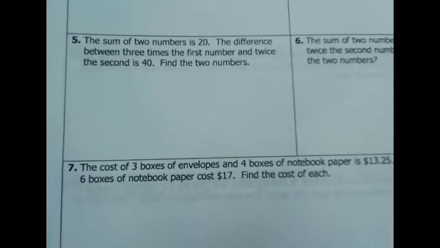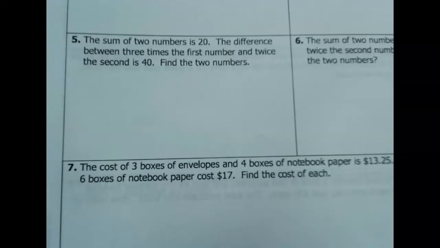All right, so those were a little on the simpler side. Sometimes they get a little more complicated. Let's take a look at number 5 here. So number 5, we have the sum of two numbers is 20. Well, that sounds like what we were doing already. But it goes on to say the difference between 3 times the first number and twice the second number is 40.